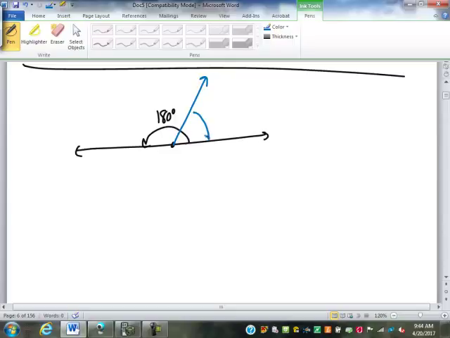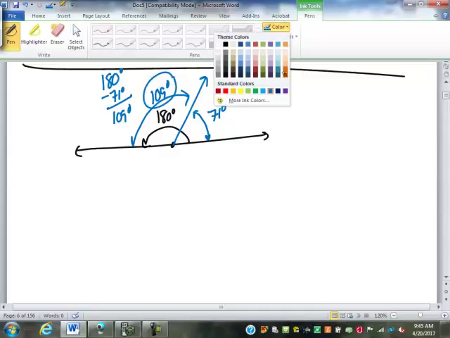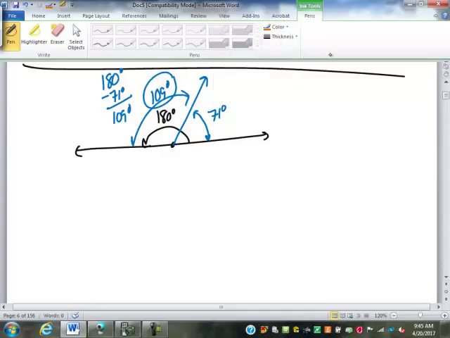If I have an angle here that is 71 degrees, how big does this angle over here have to be? Perfect. 180 minus 71 is 109 degrees. This is a 109 degree angle. Two angles that add up to 180 degrees are called supplementary.